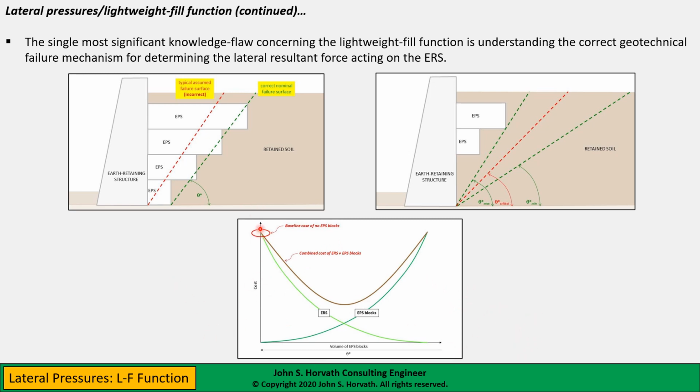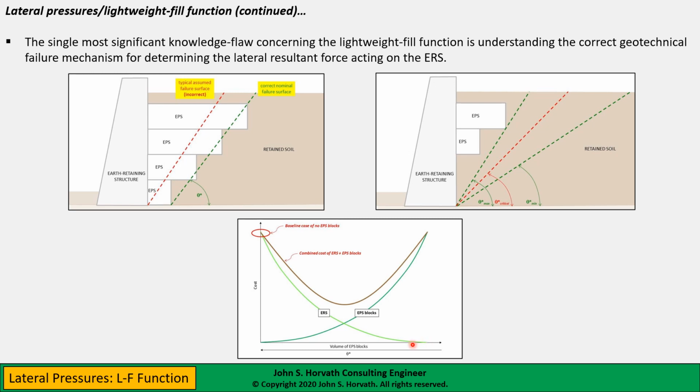So here cost is increasing on the horizontal axis. There are two axes here. One is increasing: this is the volume of the EPS blocks. The other is decreasing: this is the angle theta star. Volume of EPS blocks increases to the right. Theta star increases to the left, with 90 degrees being the limit here, and the angle of repose being down here.